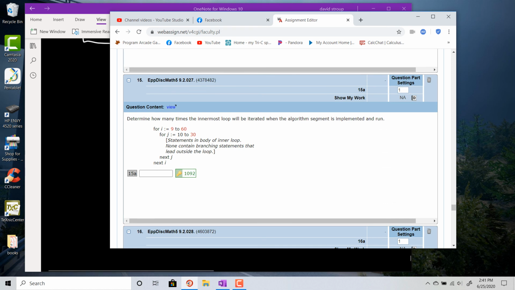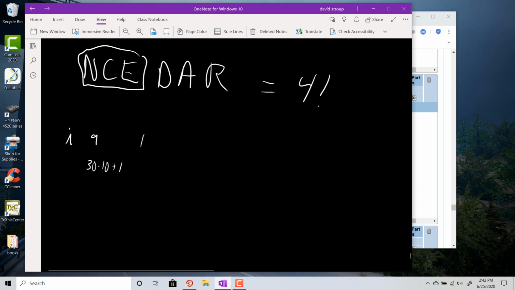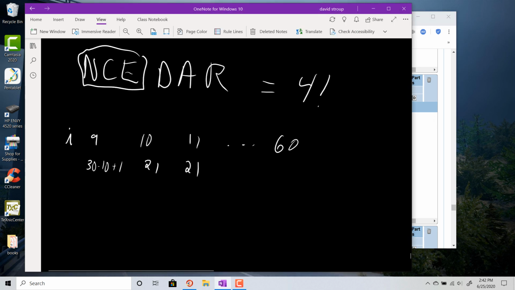For I equals 9 to 60, and then for J equals 10 to 30, you execute something, do your next J. So when I is 9, you're going to go from 10 to 30. You're doing 30 minus 10 plus 1 things. Then when I is 10, you have to do that again, right? So 30 minus 10 is 20, 21 things. And then when I is 11, you have to do 21 things, all the way up to when I is 60. And in that case, you do 21 things.